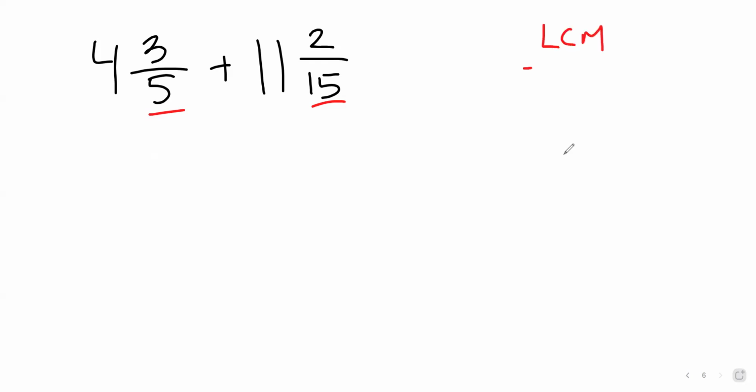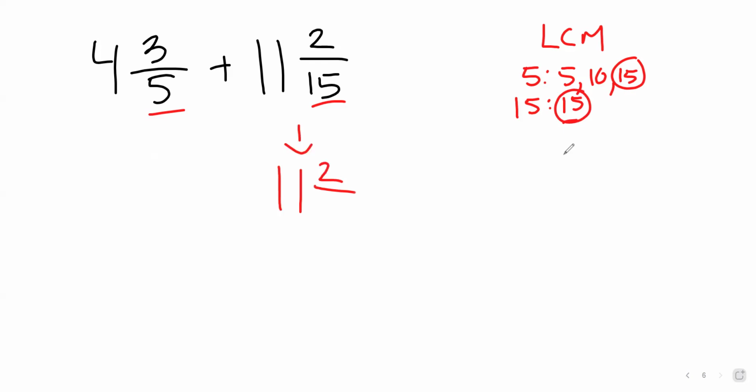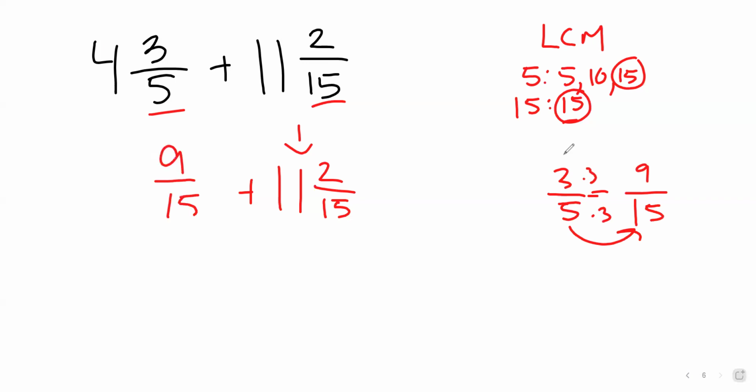I'm going to find the multiples of those denominators, but you know what? I actually think it's just 15, isn't it? Because 5, 10, 15. Yeah, cool. So 15 is my LCM, which means I don't have to convert this to anything. This stays as 11 and 2/15. But 3/5 here, I need to make that out of 15, which means I'm multiplying by 3. So that would get me 9/15. And this is a 4.